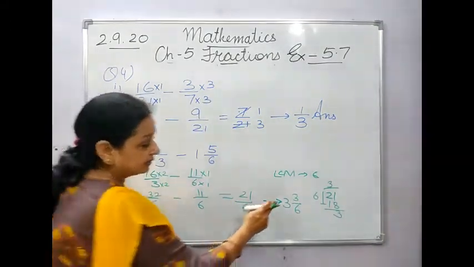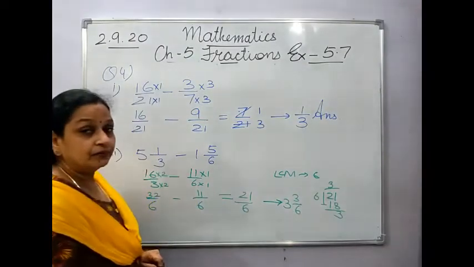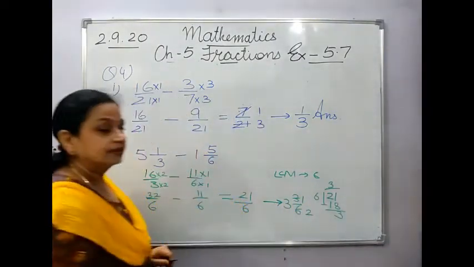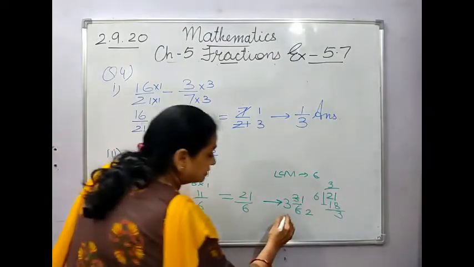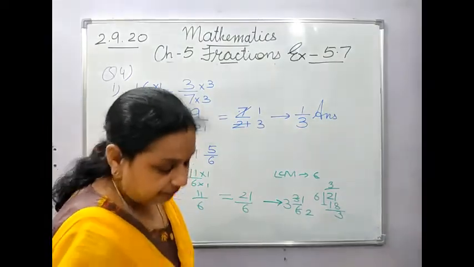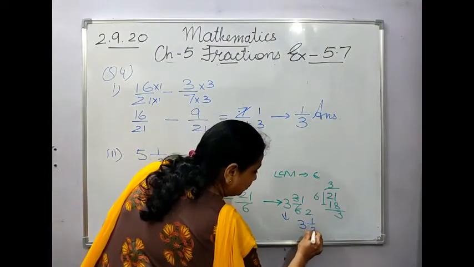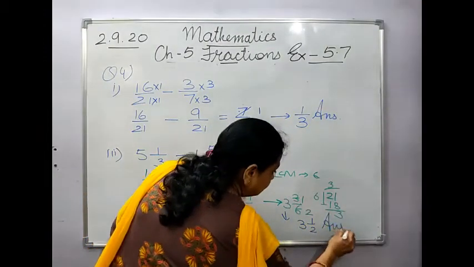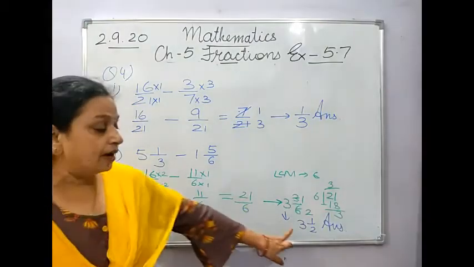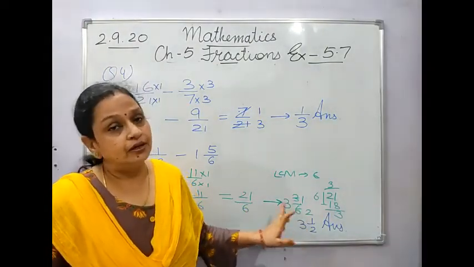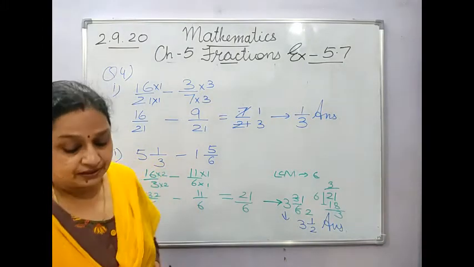Now still you see, this can be cut with a common factor. 3 1s are 3 and 3 2s are 6. So your final answer will be 3 whole number 1 upon 2. You have to see here also whether it can be cut by a common factor or not. Just have a look.